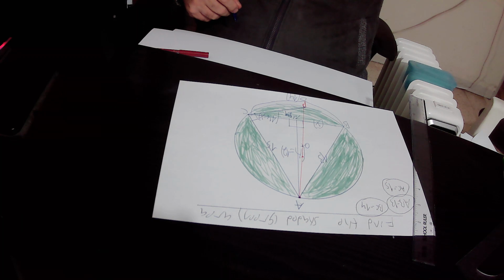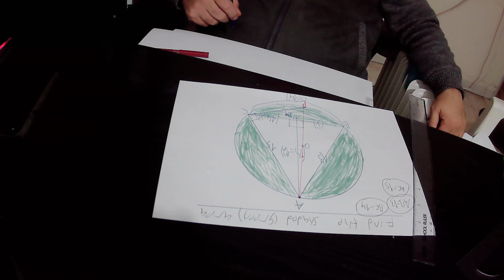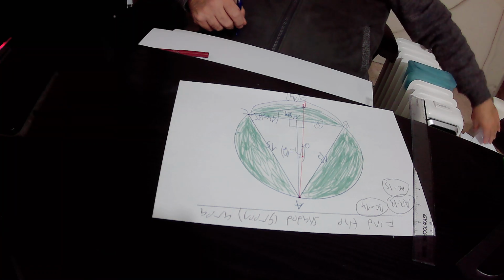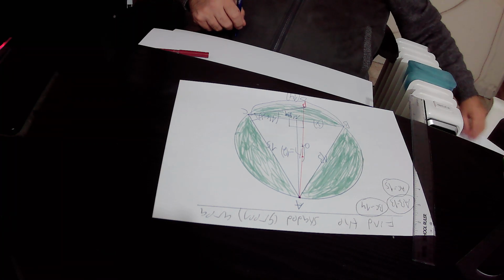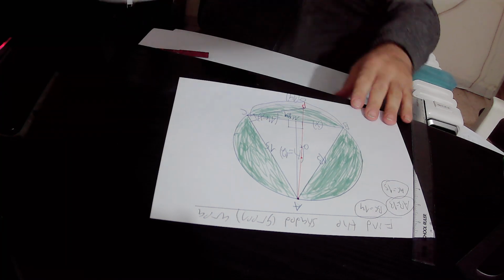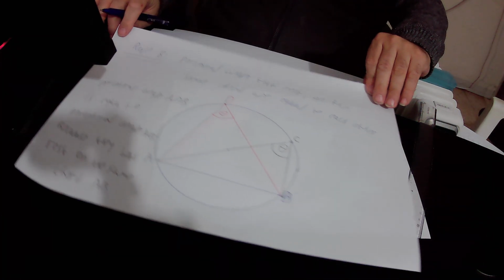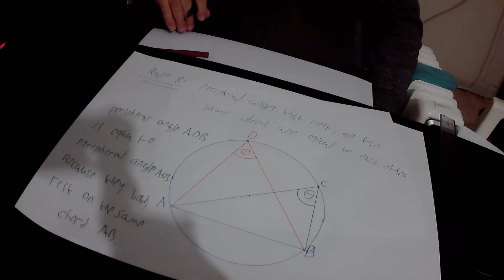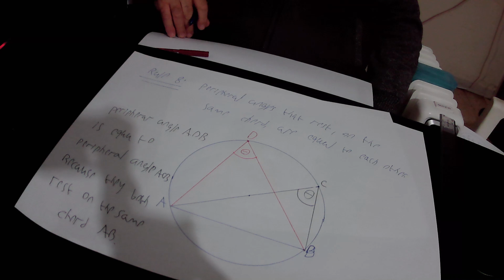Actually, we have another rule. That is actually rule number 8. According to rule number 8, peripheral angles that rest on the same chord are equal to each other.